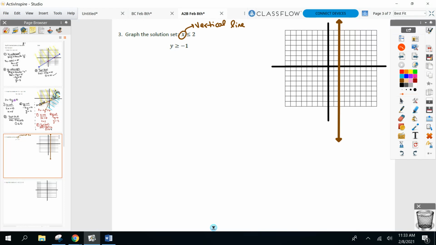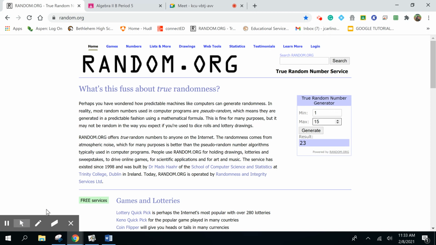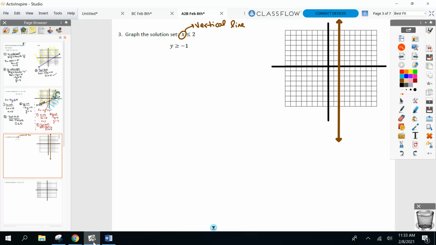So I want you to think about it. Where are all your X's less than 2? To the left of this line or to the right of this line? Where are all your X values less than 2? Kian, where are all my X values less than 2? To the left or right of this line? Left. So everyone's shading to the left now. All the X values less than 2 are to the left of the line. Right? 1, 0, -1, -2, all to the left.